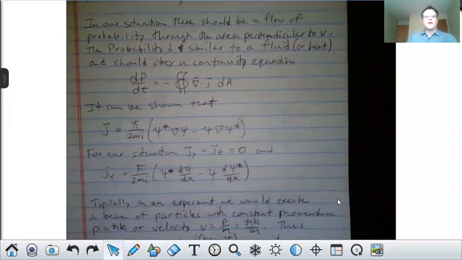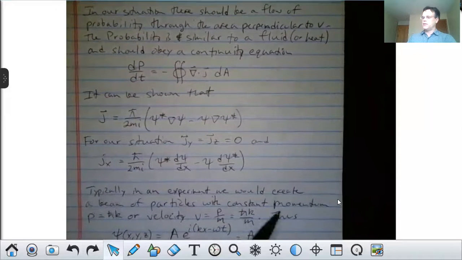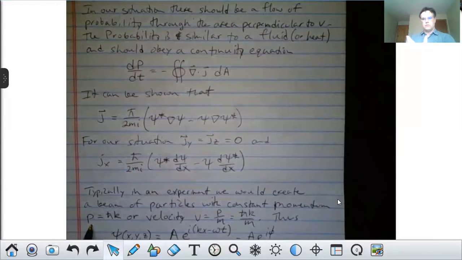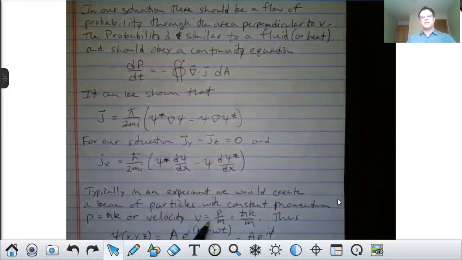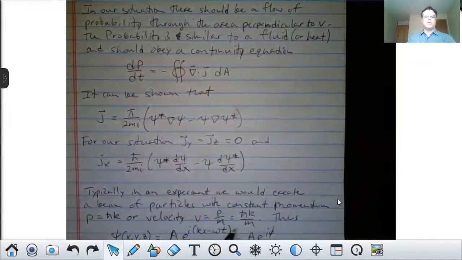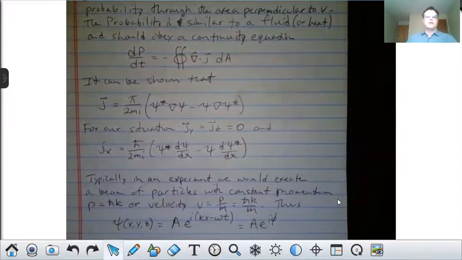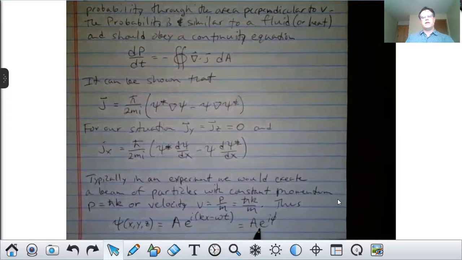Now, typically in an experiment, we would create a beam of particles with a constant momentum or speed. And remember, the quantum expression for momentum can be written as h bar k, where k is the wave number of the wave related to the wavelength. Velocity is momentum over mass, mv over m, or h bar k over m. Now this means that if we have a free electron wave function that can be described by sines and cosines, or this e to the i(kx minus omega t) function, we have a e to the i phi, where I'm just denoting phi as the phase, kx minus omega t.